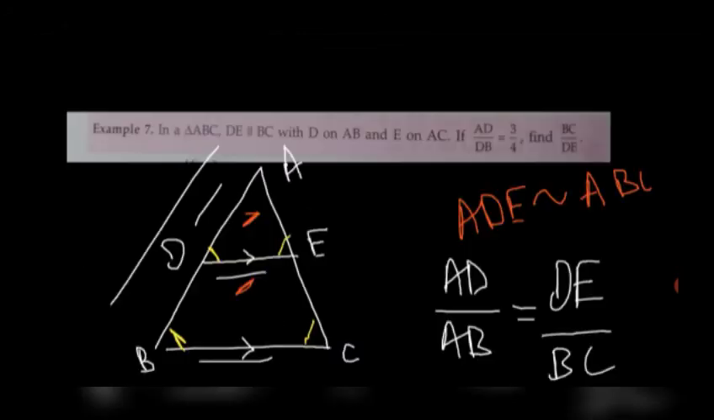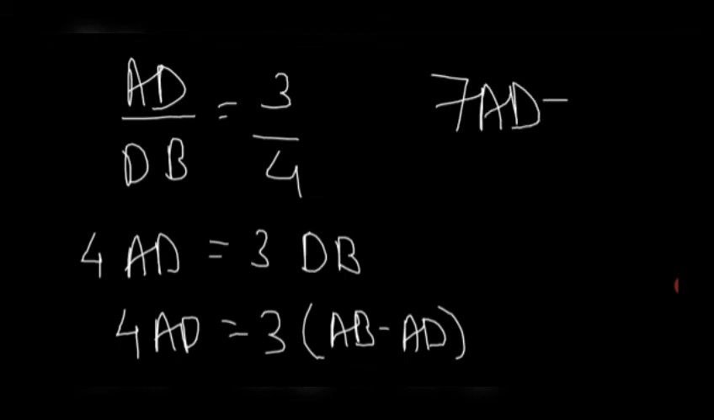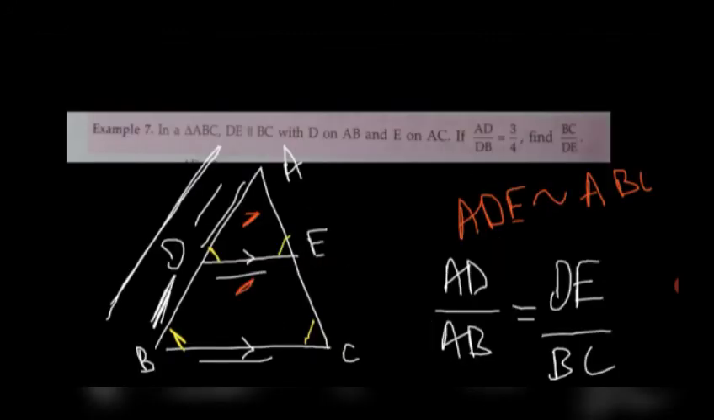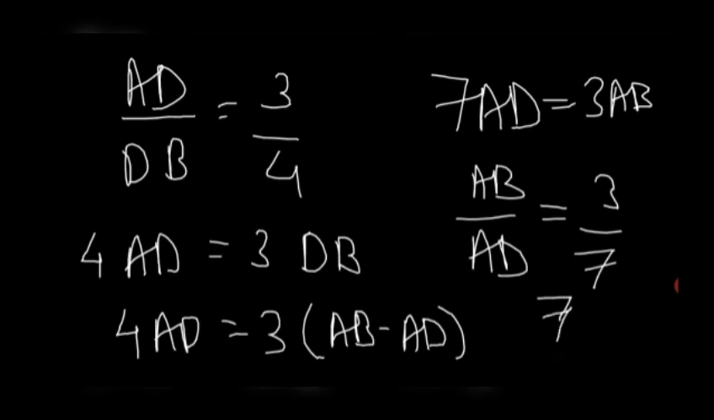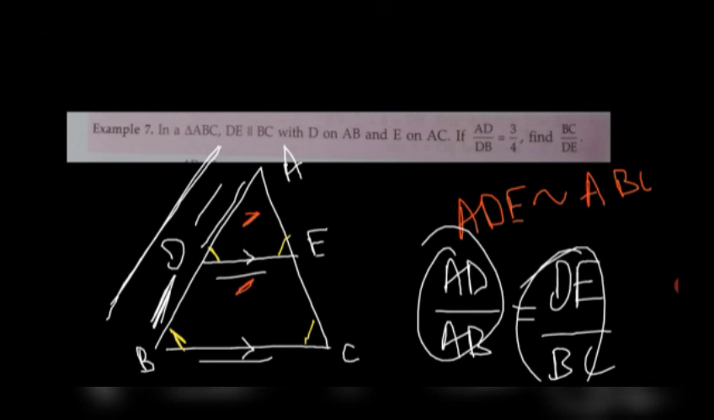BD is nothing but AB minus AD. So 3 into AB minus AD. So it will be nothing but 7AD is equal to 3AB. So AD by AB is nothing but 3 by 7. So this value is 3 by 7. So my answer is nothing but 7 by 3. Because they wanted the reverse of this. This is DE by BC, they want BC by DE.